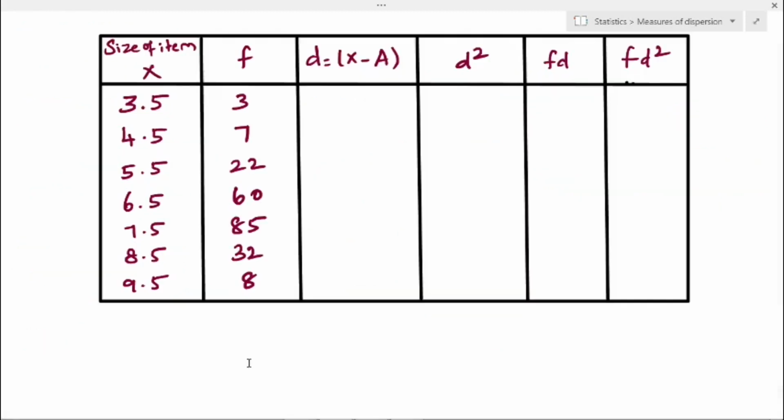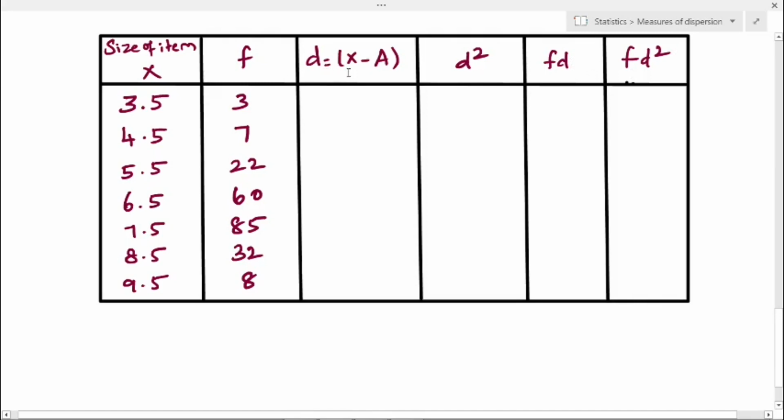So for that I have written the table. So here, first I have written size of item, that is x. So that is given in the problem. And next frequency values. So that is nothing but f. So we have to find fd square. So for that we have to first find d and d square value. So here I have written d square, fd and fd square.